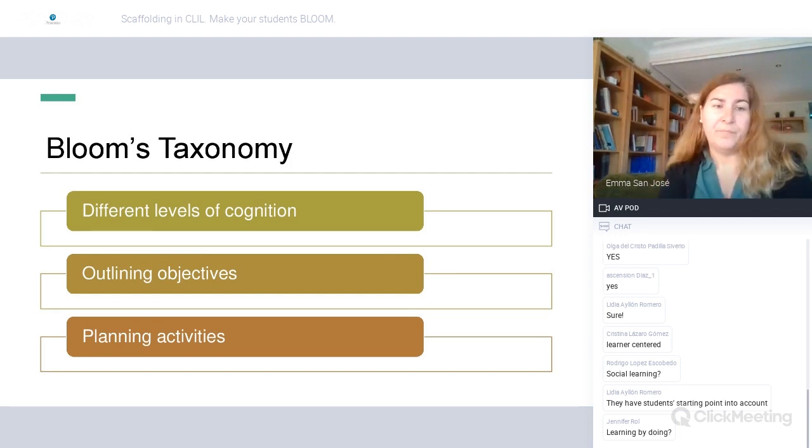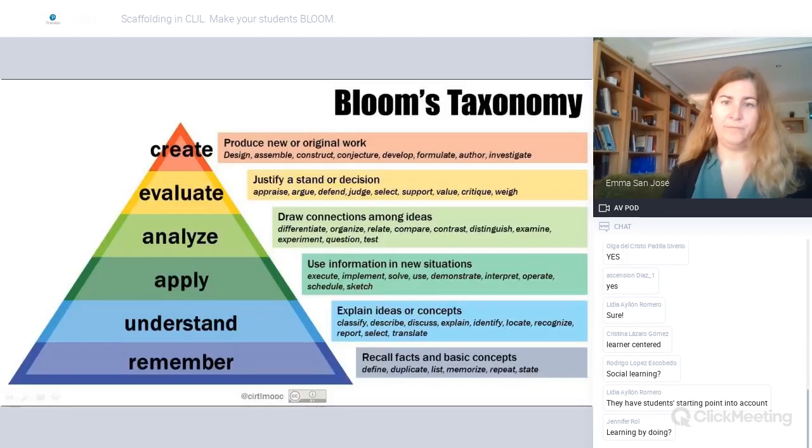And then we have that taxonomy that we're going to have a look at in a minute. And we're going to use it for outlining the objectives and for planning the activities. So we're going to see how we can apply that taxonomy to a practical level in our classrooms for both subject teachers, for math teachers, for English teachers, for every single teacher. Because cognitive levels are applied to the way we learn, and we learn anything, even driving. Okay, so let's move on.